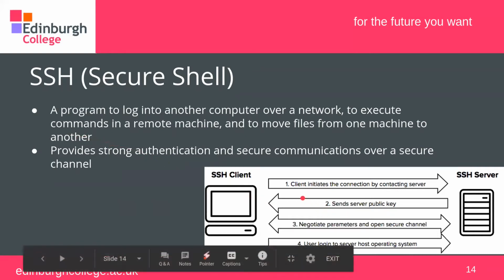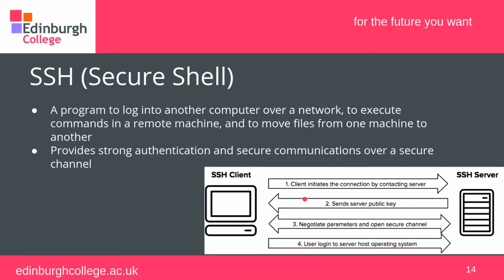So we have here 4 stages, just like DHCP, 4 stages. First stage, the client initiates the connection by contacting the server. So you would type into your prompt SSH Michael at IP address, username at IP address. Then the server sends over the public key. Then there's negotiation of parameters and the secure channel is opened. Then it'll say to you, do you want to accept the key? And you usually have to type yes. And then you can log in to the host operating system.